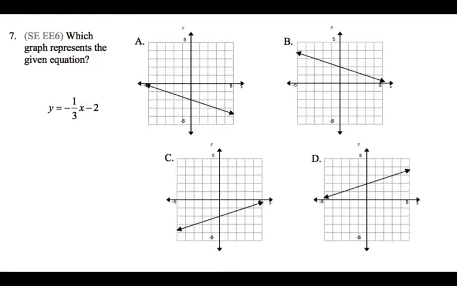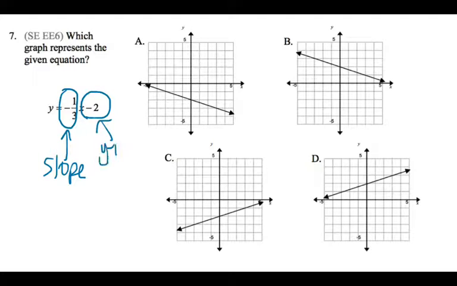Okay, so for number 7, which graph represents the given equation? 2 pieces of information we need to know. -1/3 is our slope. -2 is our y-intercept. Okay, a few other things we know. Because our slope is negative, that means our line is going to go down. So it's going to head in the down direction.